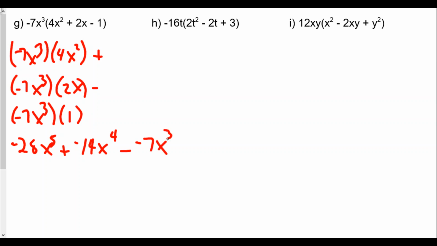And we're going to clean this up a little bit, and so we end up getting negative 28x to the fifth plus negative, same as minus positive 14x to the fourth, and minus a negative, same as adding a positive, plus 7x cubed.